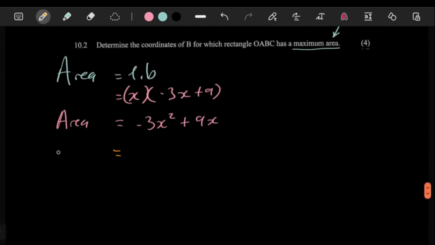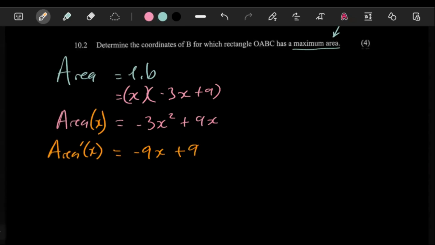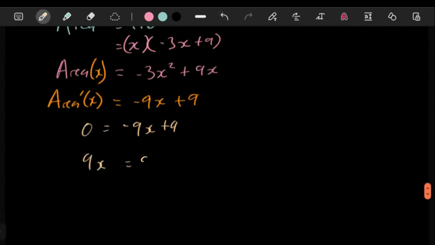We have the area formula in terms of x. When you differentiate it, it's going to be negative 9x plus 9. Since you want a maximum area, you differentiate and make the equation equal to 0. So 0 equals negative 9x plus 9. The 9 goes over and becomes positive. Divide both sides by 9. What am I dividing by x for? I'm supposed to divide by 9. x is going to be equal to 1.